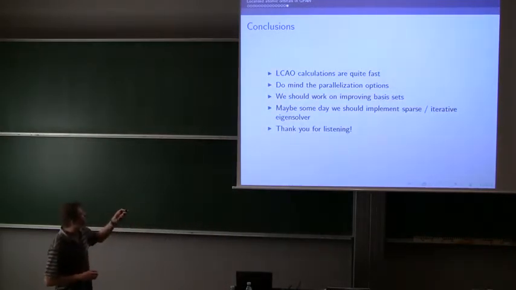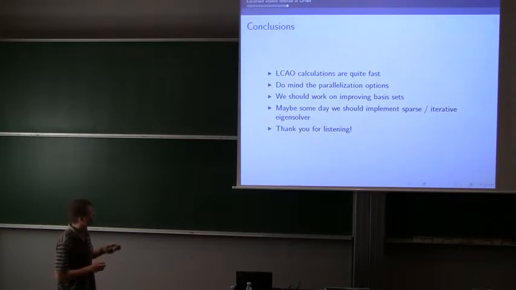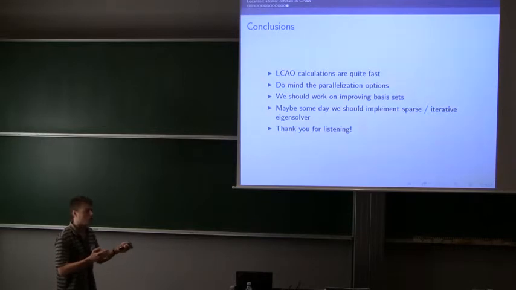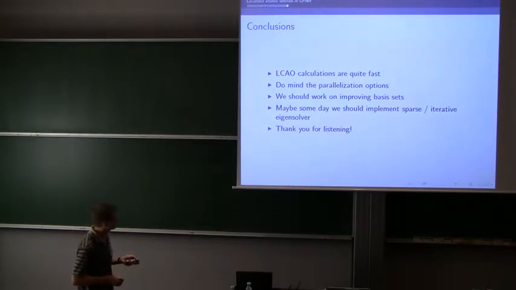Well, in summary, we have quite fast calculations to perform in LCAO, and it runs on very few nodes, and everything is very nice. One has to be careful to parallelize things correctly and use ScaLAPACK. We still need to work a bit on the basis sets beyond the polarized. Right now, that's pretty useless. Someday, we would like to have some sparse iterative eigensolver, which will allow us to go to much larger systems. Whereas right now, we can go up to maybe 1,000 atoms, and then it gets very painful. Well, that about sums it up. Thank you very much.